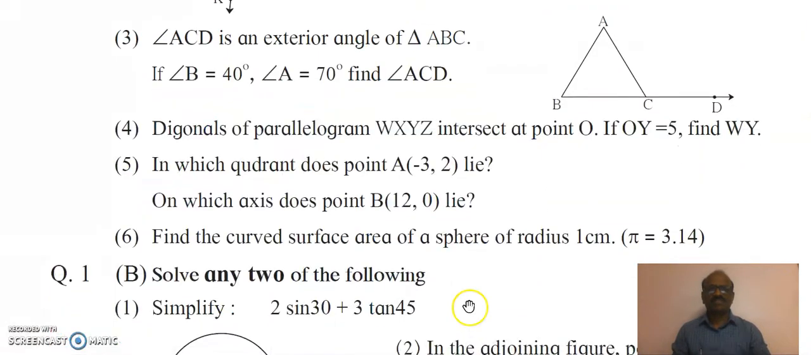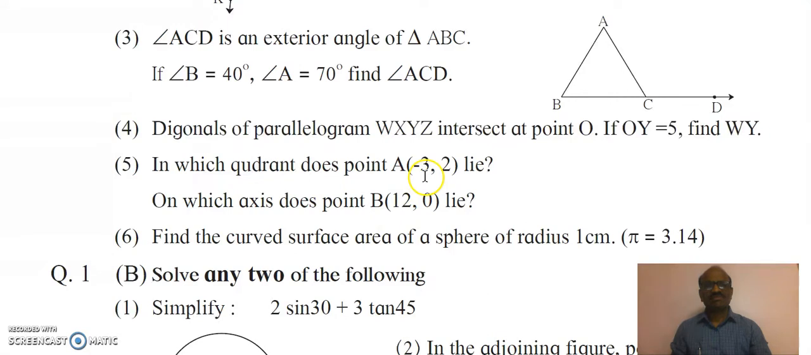Now, next question. In which quadrant does the point A(-3, 2) lie? Now, this is the second quadrant. Point A lies in the second quadrant. On which axis does the point B(12, 0) lie? Now this point lies on the x-axis because its y coordinate is 0.